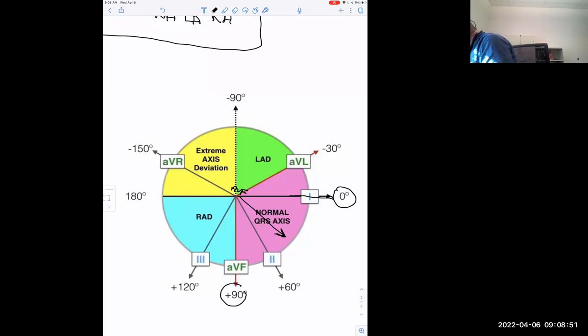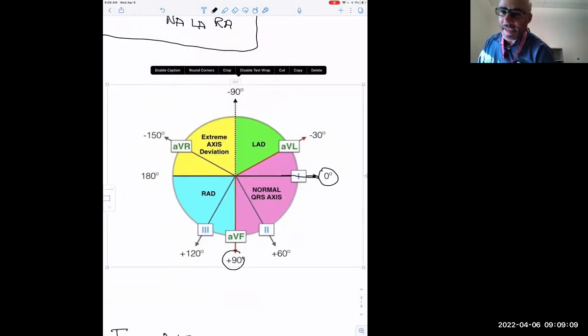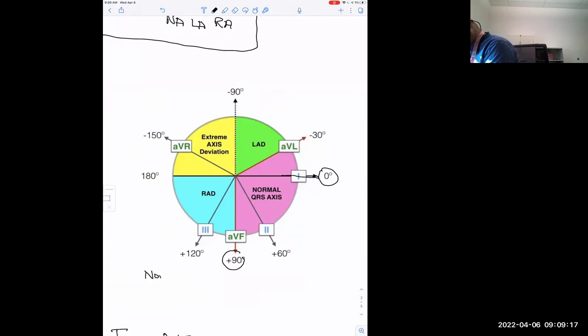All right. However, we are also talking about the abnormal. So in the abnormal heart that is experiencing a left axis deviation, you may also hear it termed as a left axis shift. Same thing. So really quickly, let's put normal axis. It is defined as anything that falls between 0 and 90 degrees. Everyone good there?